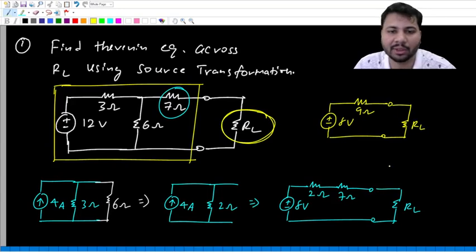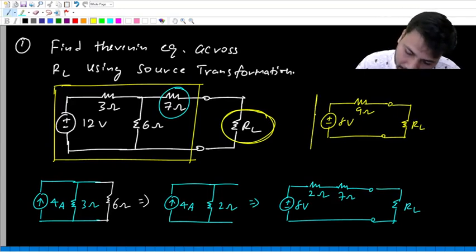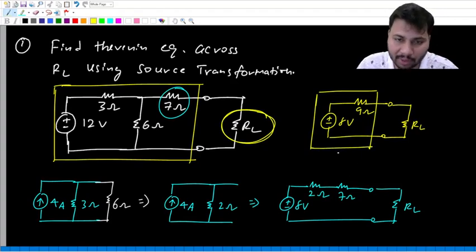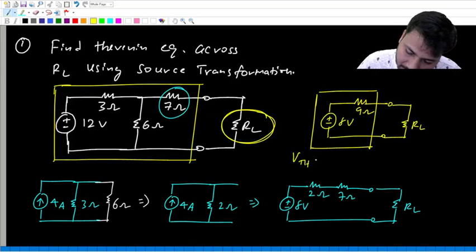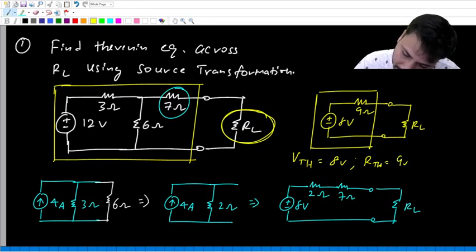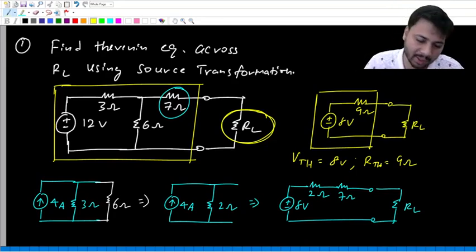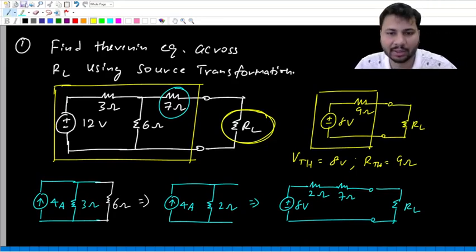And then we have this RL. Okay. So this is the Thevenin equivalent. What is the Thevenin voltage? It is 8 volts. And what is the Thevenin resistance? It is 9 ohms. Okay, so VTH is 8 volts and RTH is 9 ohms. Okay.